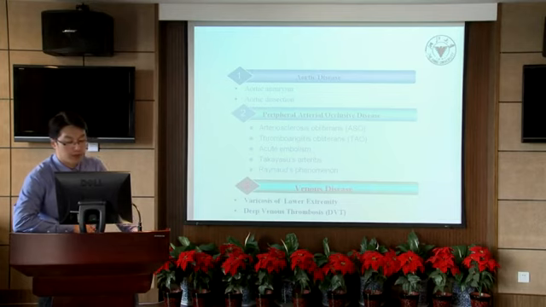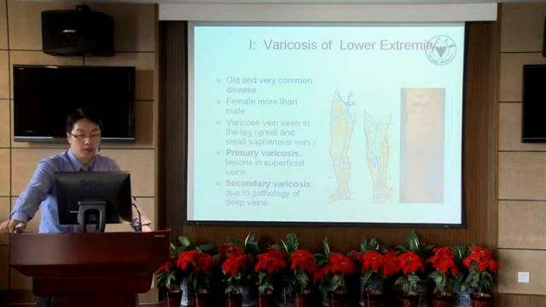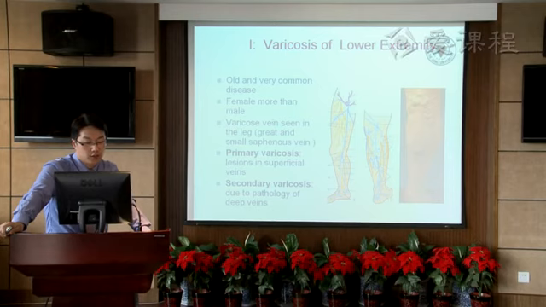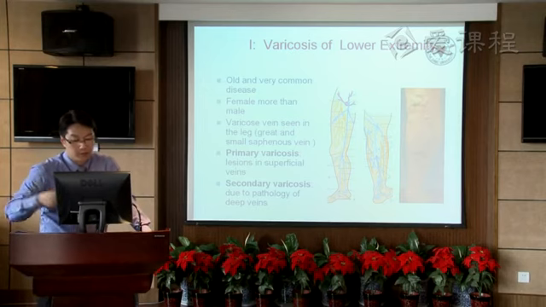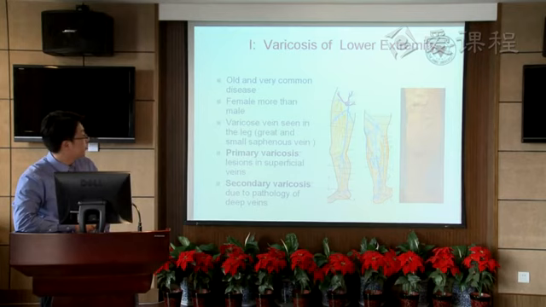The third section is venous disease. First is varicose veins of the lower extremity. Varicose veins are a very old and very common disease, more in females than males. Varicose veins occur in the leg, the great and small saphenous veins, and include primary varicose veins and secondary varicose veins. Isolation in superficial veins is the primary varicose veins. And varicose veins due to the pathology of deep veins are the secondary varicose veins. This is the varicose veins.